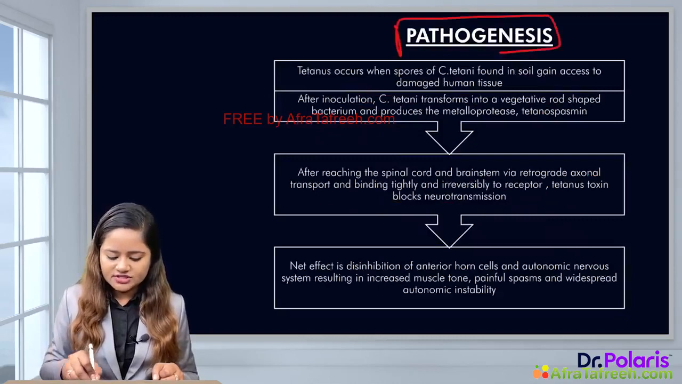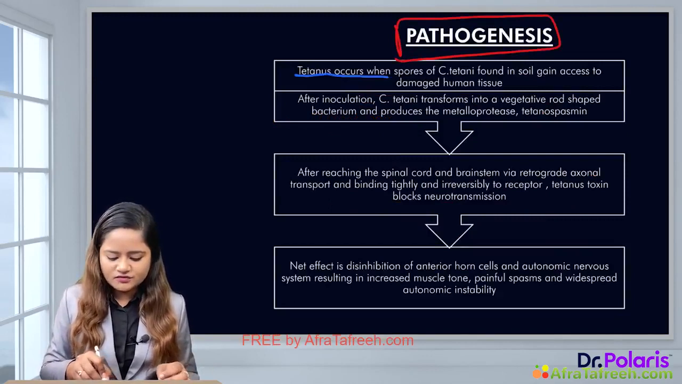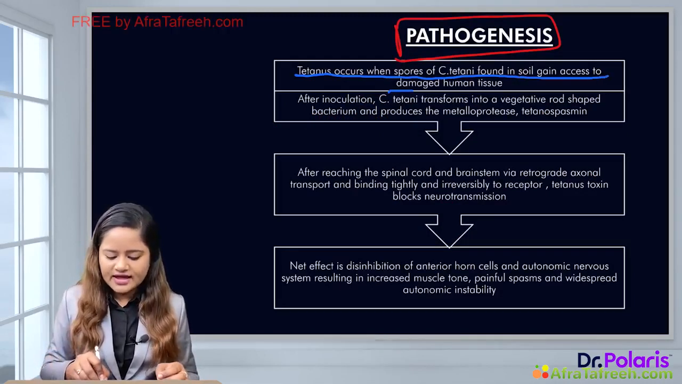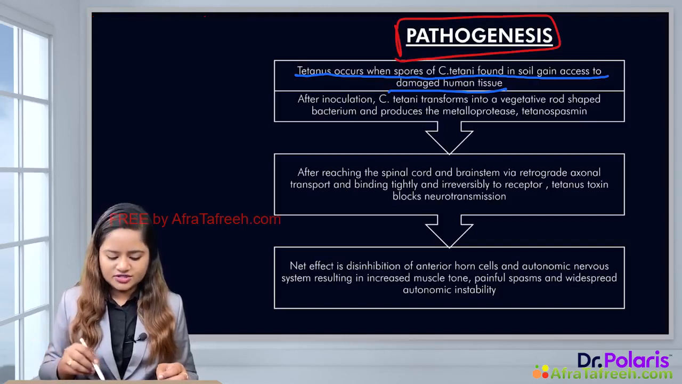So what is the pathogenesis? How does it spread basically? Tetanus occurs when the spores of Clostridium tetani found inside the soil get access to damaged human tissue. Whenever they are able to inoculate inside damaged tissue, it can result in the onset of pathogenesis.